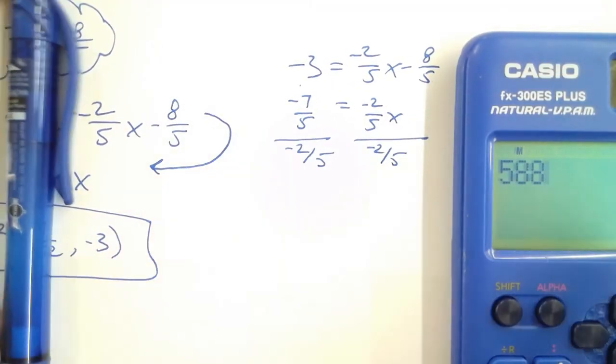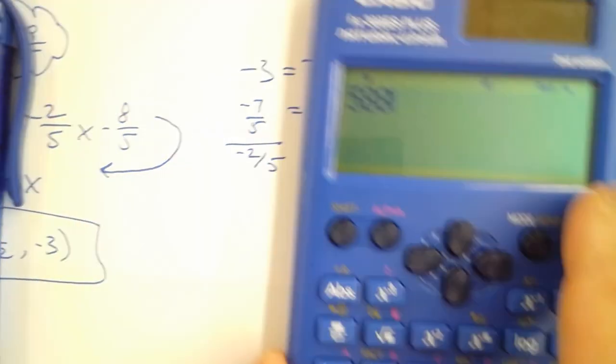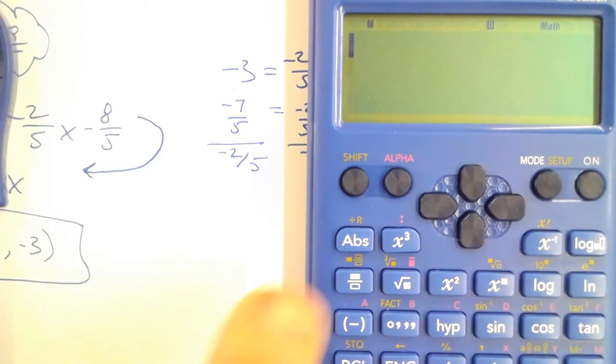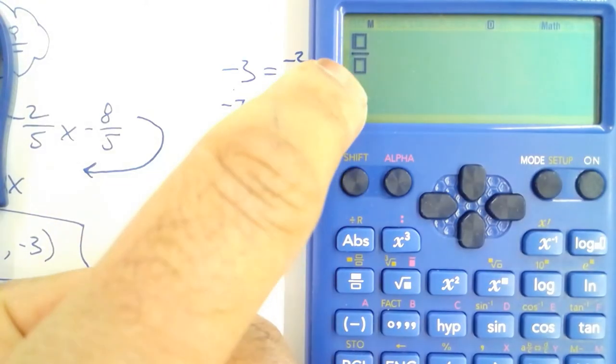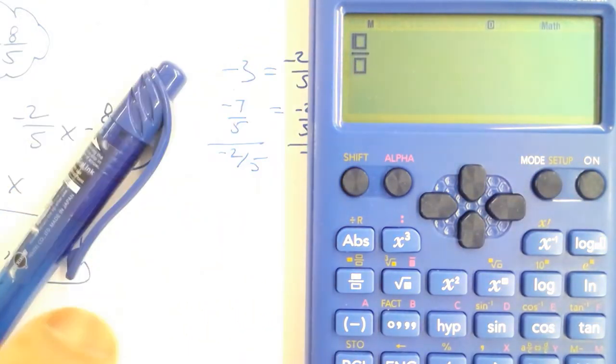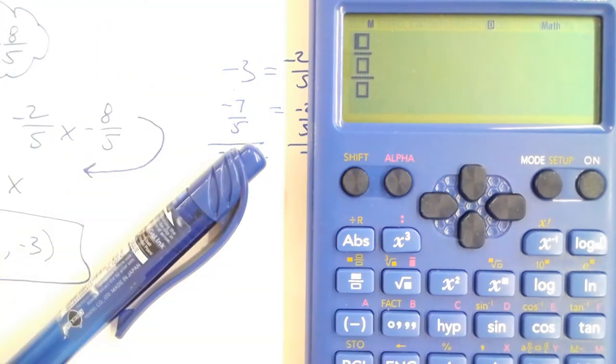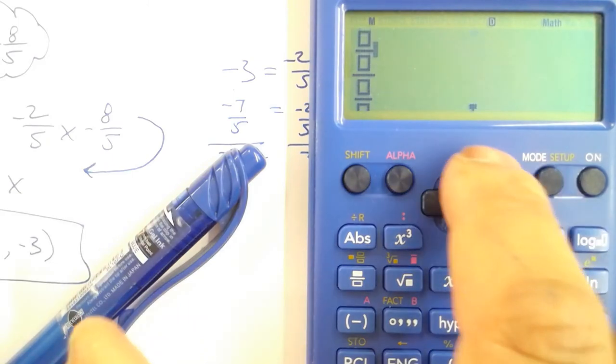Let's say you want to do this calculation, the negative 7 over 5 divided by negative 2 over 5. On this particular calculator, and those of you who have the fraction button in your calculator looks like that, you can type in a fraction inside of a fraction inside of a fraction. Let's do this.